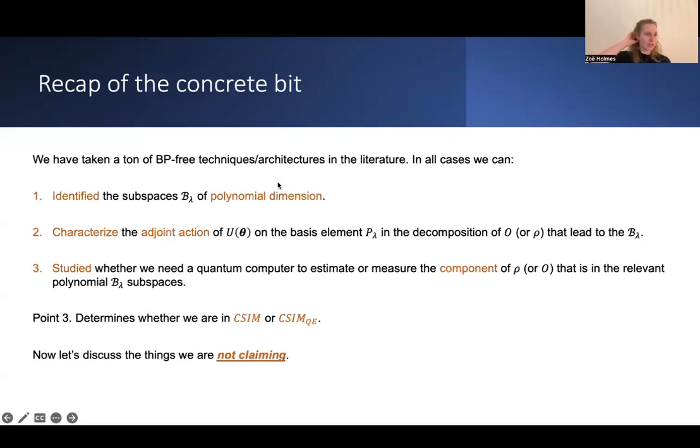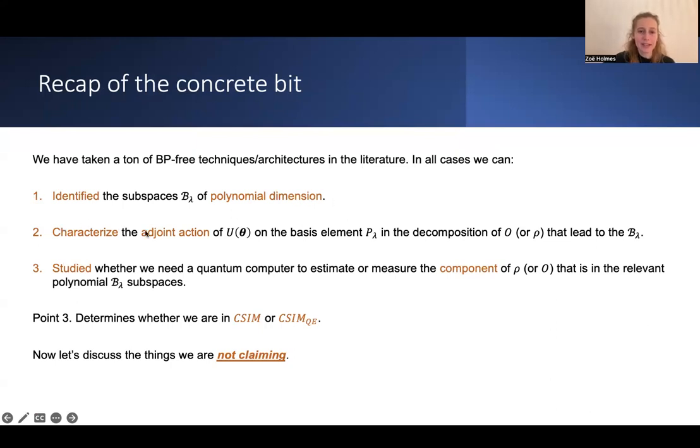Okay, I'm going to move on to the interpretation and discussion bit in a second, but before I do that, I just want to recap the concrete bit, what we've actually shown that is, I think, not so debatable. Firstly, we've taken a ton of barren-plateau-free techniques and architectures in the literature and shown that in all cases, the proof of barren plateau freeness boils down to showing that the problem lives in a polynomial-dimension subspace.